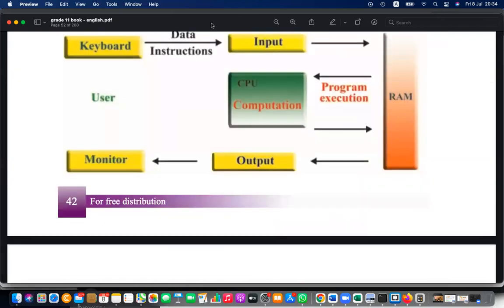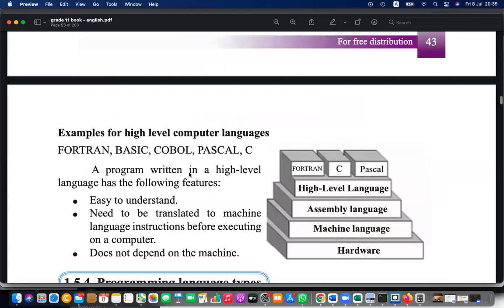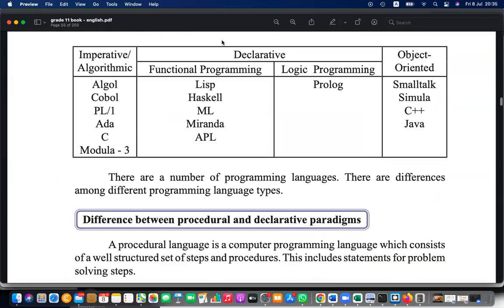Yes, Lavanya. So what is system? What's the meaning? System is, yes.